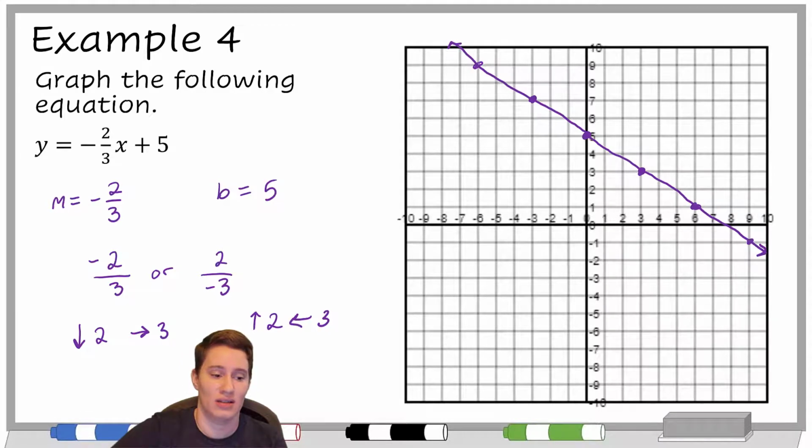Okay, that's how we handle a negative. If we remember from the lesson on slope that a negative slope goes down to the right, a positive slope goes up to the right, we also can check ourselves. If after we've drawn this, it's going down and to the right, but it's not a negative slope, then you know you've done something wrong. Since it is a negative slope, it's going down to the right, that's a good sign. So, let's look at the next one.